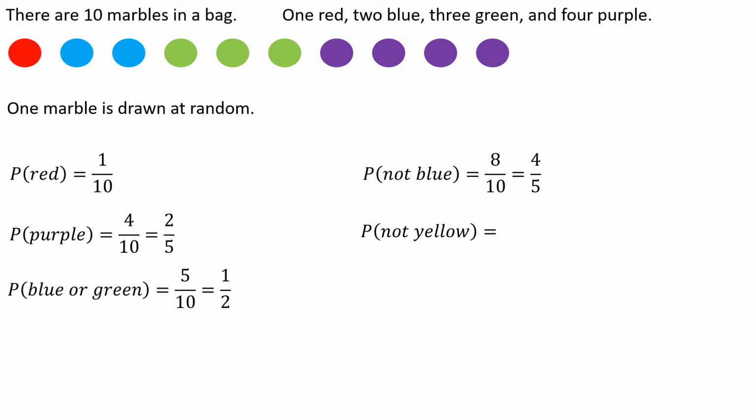Not yellow. Well, I think all 10 of them are not yellow. 10 out of 10. 1. Again, that is the largest possible answer we'll ever get with probability, the number 1. Right? That means it has to happen. Right? If I reach into that bag and grab a marble, I'm guaranteed it will not be yellow.